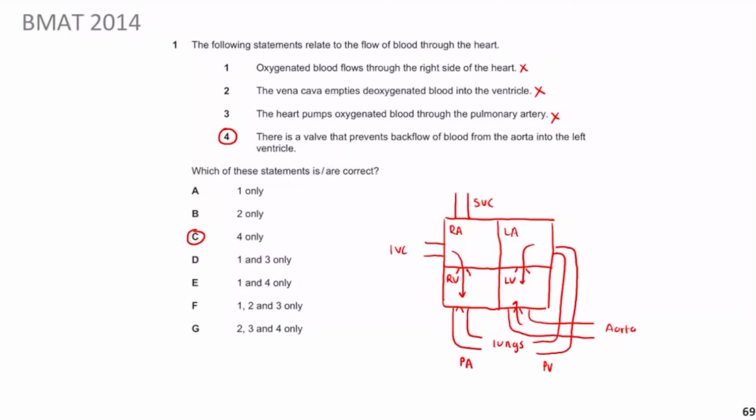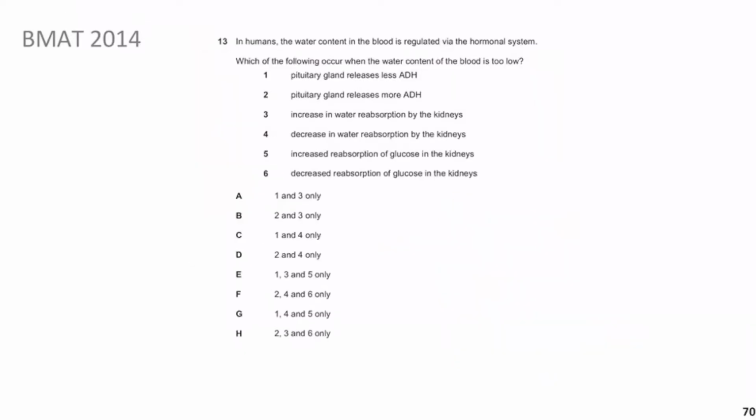All right, guys, so welcome back. So previously, we were looking at BMAT 2014, question 1, really talking about how blood flows through the circulatory system. Hopefully, guys, aided with the information about the circulatory system, that was pretty straightforward. But now, guys, we move on to the same paper, but question 13.